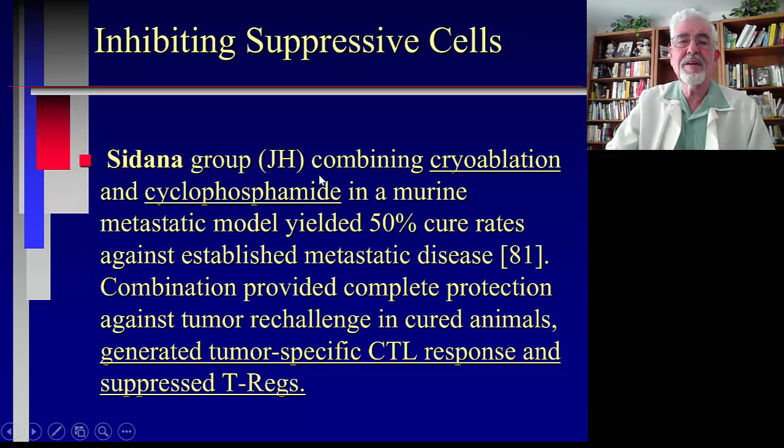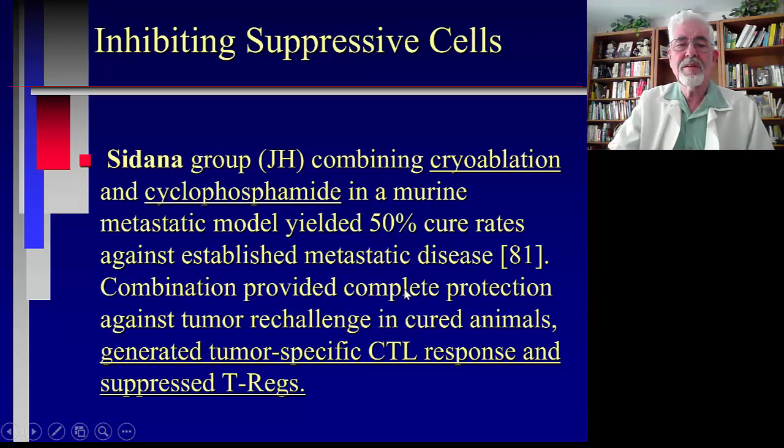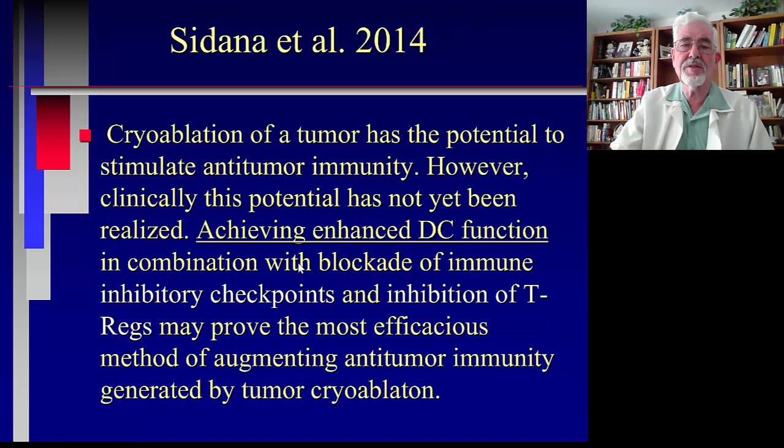Sidana's group wrote a very interesting article, and they also used the Cytoxan, and they demonstrated in animals that combining cryoablation with it in a metastatic model yielded a 50% cure rate against established metastatic disease. The combination provided complete protection against tumor challenge in cured animals, generated a tumor-specific CTL response, and suppressed Treg. By the way, Sidana, if you look it up, wrote a very nice article about cryoimmunology.